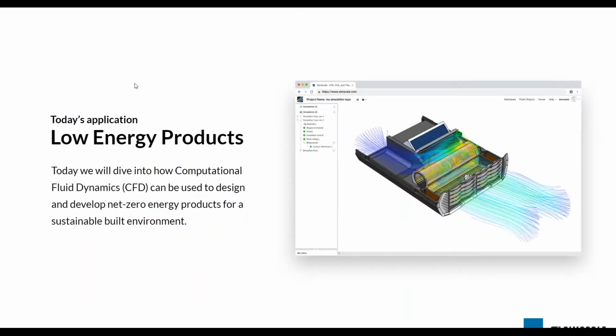Why are we here today? This is an incredibly important topic. We're here to look at low energy products, and how CFD is used to design and develop net zero energy products for a sustainable built environment. We're very lucky to be joined by Monodraft, who are well known for the extensive research and development they do on low energy products for the buildings sector. Most of their products are found in schools, offices, healthcare buildings, and all types.